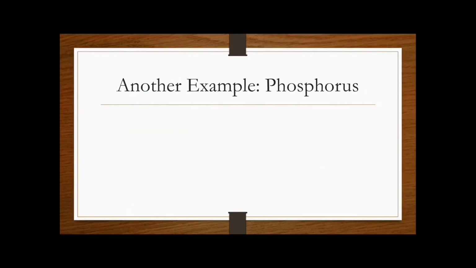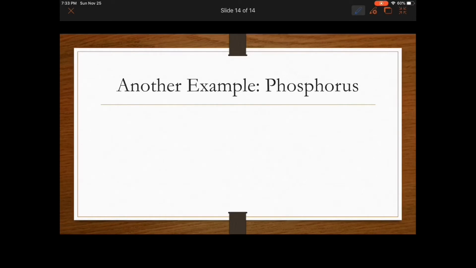All right, let's try one more. So now we're gonna do phosphorus. Phosphorus, its atomic symbol is P. And now we need to know protons. Protons equal the atomic number. The atomic number is 15. So that means we have 15 protons. All right, my atomic mass is 30.9. Gonna round that up to 31. Subtract the atomic number. All right, so I have 16 neutrons.